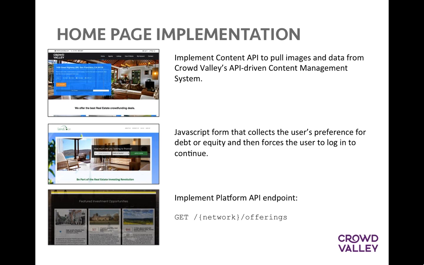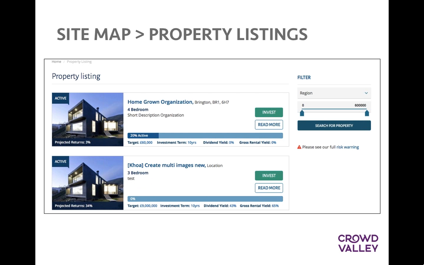In the second example we saw, there was actually no data coming from the back end, so there was no information about investments or about the offerings that were available, the properties that were being listed. In this case, it was a simple front end script which took some data that the user would input and then sent them to the next page where they would be required to log in. So you can have something like that on the homepage, or you can also require users to log in immediately if you prefer to do that.